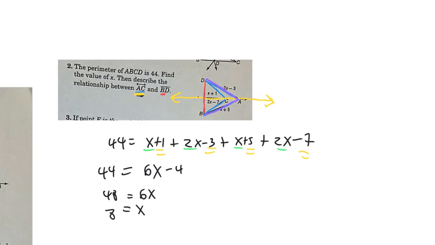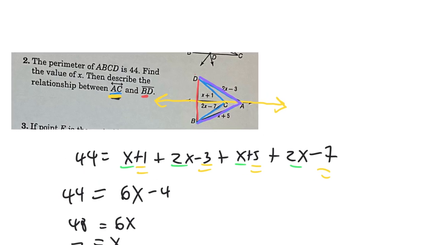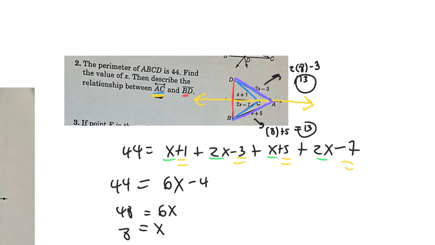Well, we already know that x is 8. So what's that? That's 2 times 8 minus 3, aka 13. This is 8 plus 5, aka 13. So yes, they both equal each other. Therefore, you could write down that line AC is the perpendicular bisector of segment BD.